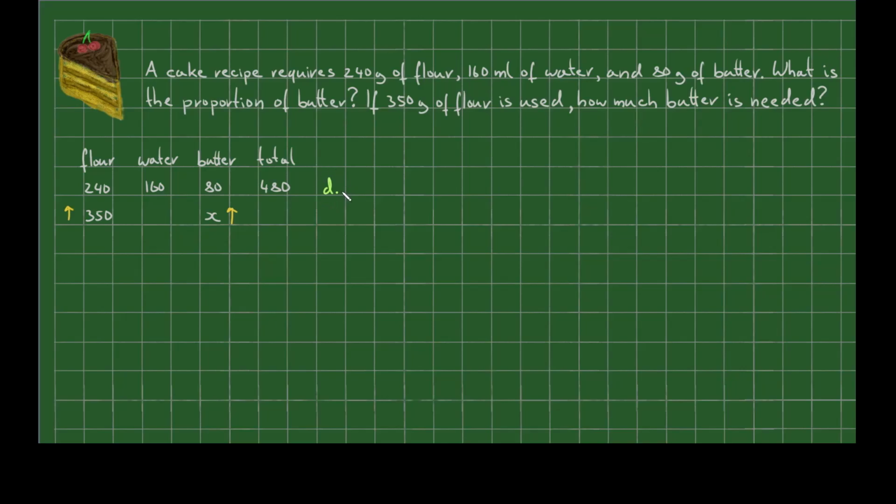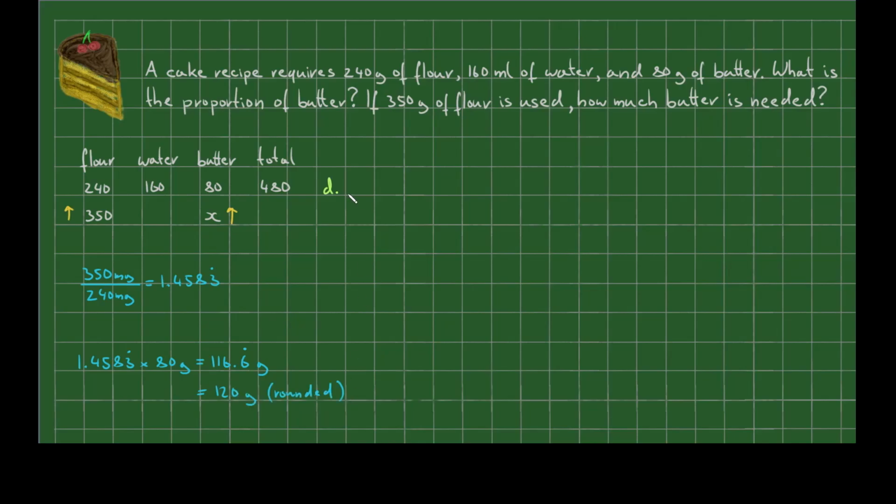My first solution will look at the factor by which the amount of flour increased. In other words, by how much do I need to multiply 240 to get to 350? Or, alternatively, I could ask myself, what do I get if I divide 350 by 240? And the answer is 1.4583 recurring into infinity. And now I can take that value and multiply it by 80 grams of butter. And that will give me 116.6 recurring into infinity grams of butter. Considering that this is baking, we would probably round it to about 120 grams.